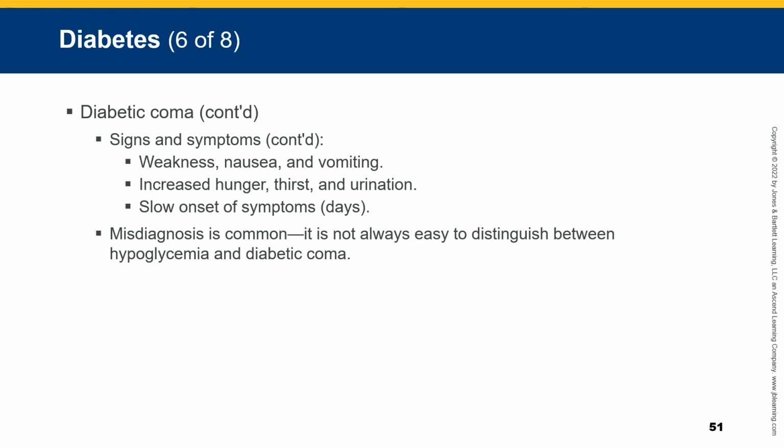Misdiagnosis of this condition is common because it's not always easy to distinguish between hypoglycemia and diabetic coma. But as I mentioned earlier, you want to administer a liquid substance that contains sugar. You can use something like apple juice. There are a lot of common things available that you can administer that have a high level of sugar.